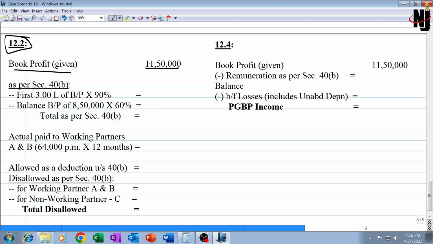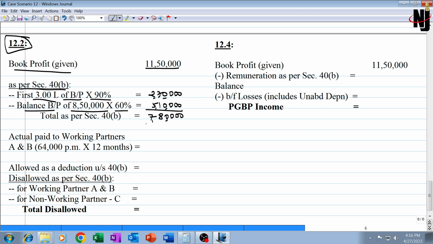Book profit means this is already computed. That means actual remuneration paid to all the three partners must have already been added back, and then interest must have been subtracted, and that is how we got 11,50,000 readily given. As per section 40 clause B, we know pretty well first 3 lakh rupees of book profit, 90%, that is 2,70,000 is allowable, and on balance book profit of 8,50,000, 60%, 6 8s are 48, 4,80,000 and 30, 5,10,000. Total as per 40 clause B will be 7,80,000.